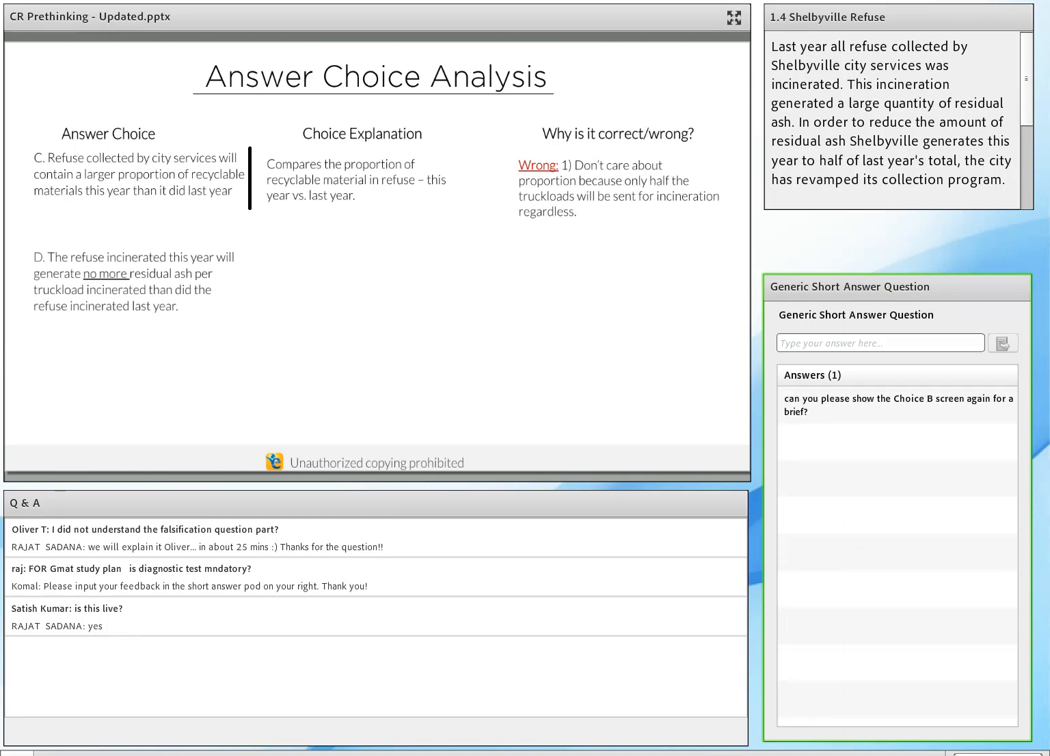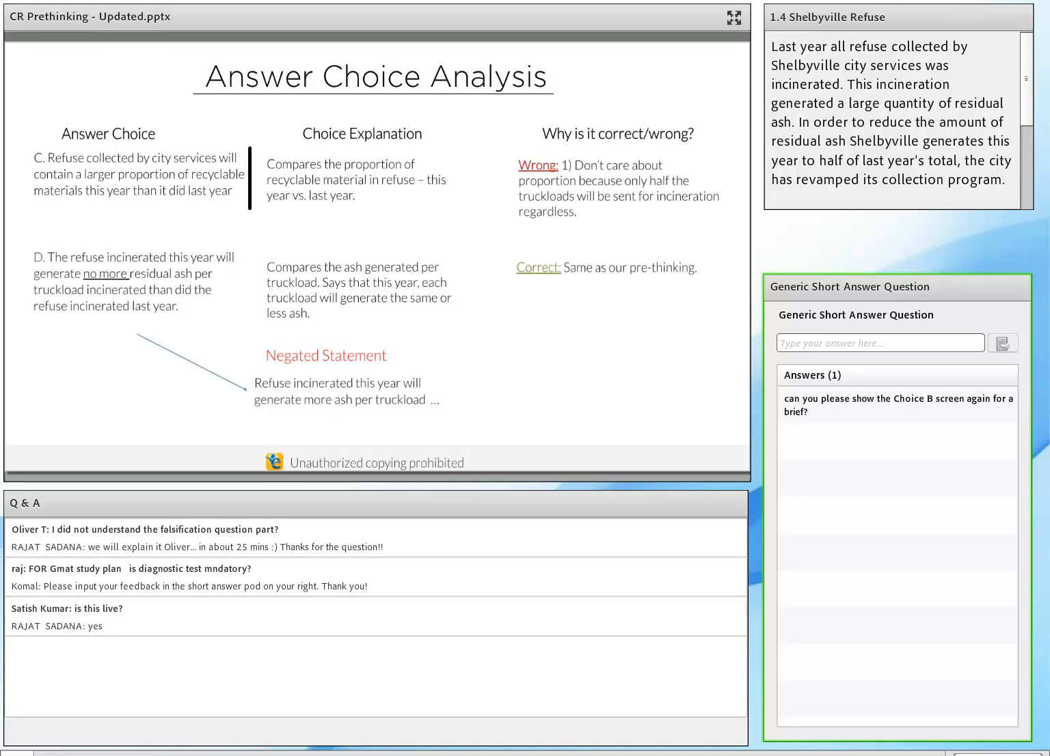Choice D is in line with our pre-thinking. It talks about ash per truckload. Okay, and that is the correct answer. If you negate choice D, you see the conclusion breaks down. Why? Because if you negate it, you get more ash per truckload. If you get more ash per truckload, even if you get half as many truckloads, your total amount of residual ash becomes quite a bit.